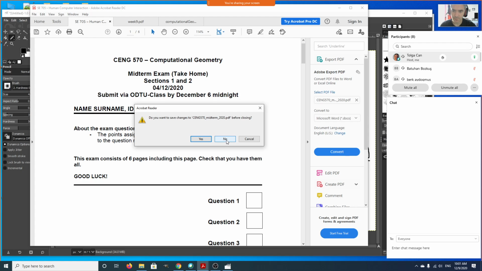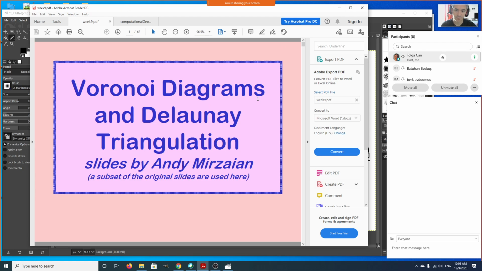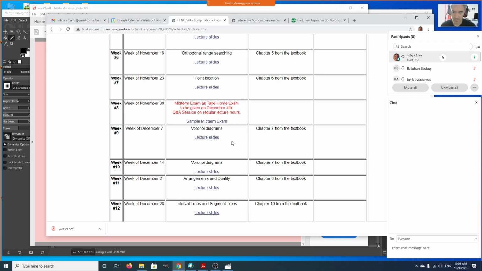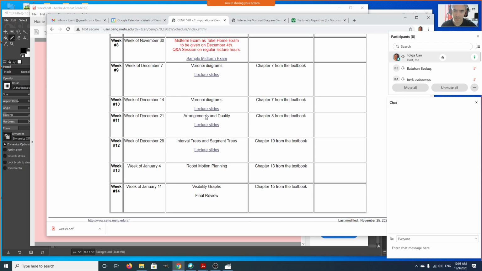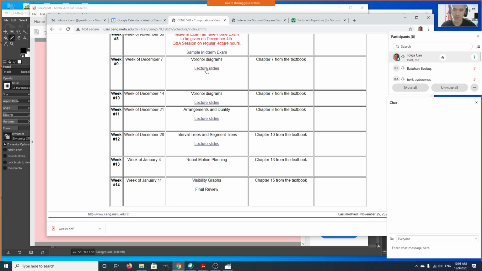So what we have here is Voronoi diagrams, and if you look at how we're doing in terms of schedule, there are 5 chapters left until the end of the semester, and we are going to have one free week at the end because I'm going to finish Voronoi diagrams today. And next week we are going to talk about chapter 8, arrangements and duality. It's going to be an interesting, nice problem. And we're going to see 2 more data structures.